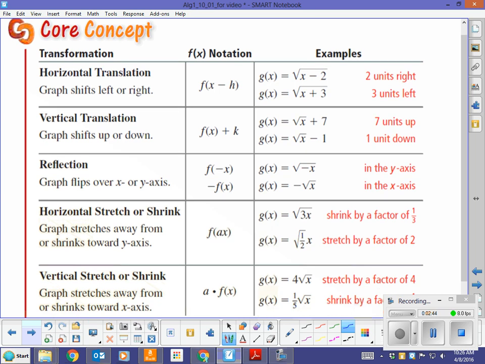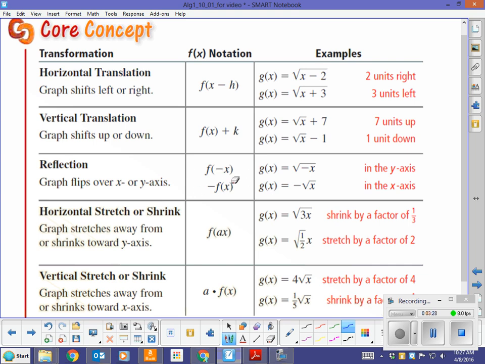Transformations. These are all basically the same as we've done before, so you should be used to these by now. When we subtract or add directly to the x, we get a horizontal translation. And it's backwards from what you might think. If we subtract 2, the whole thing shifts 2 units to the right. If we add 3, it goes to the left. Vertical translations are when we add to or subtract from the output. After we've taken the square root, if we add or subtract, we move the graph up or down.